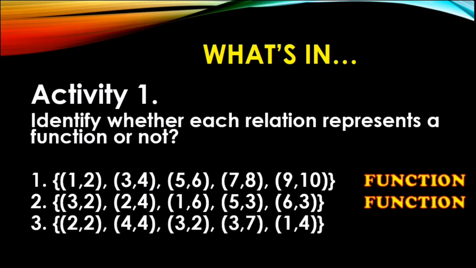Number 3, another set of ordered pairs. We have (2, 2), (4, 4), (3, 2), (3, 7), (1, 4). Our x values are 2, 4, 3, 3, 1. We have the same x values, which is 3, so it is not a function.